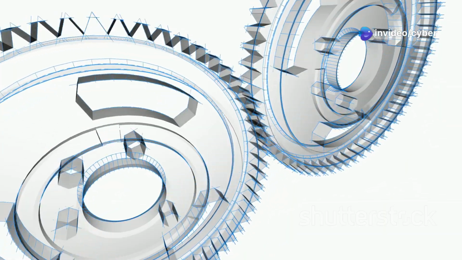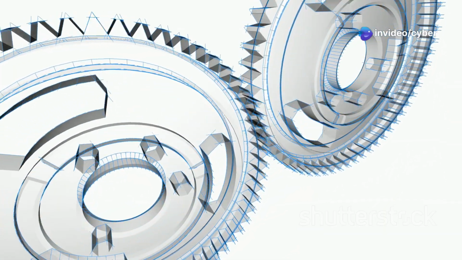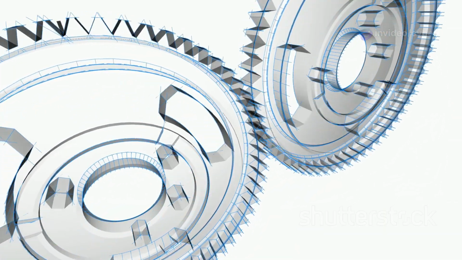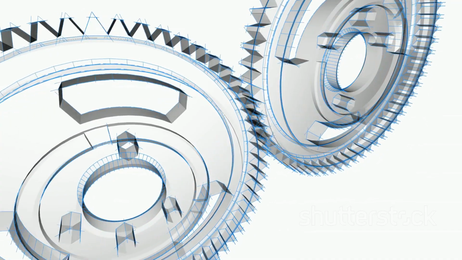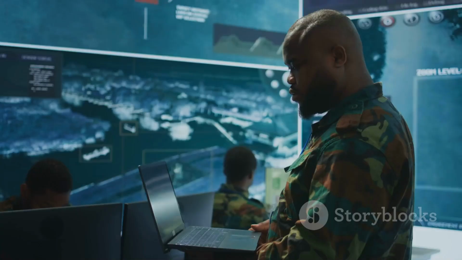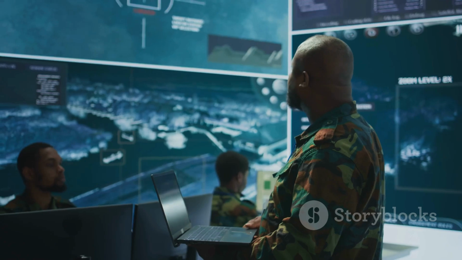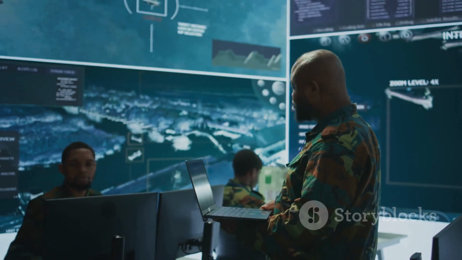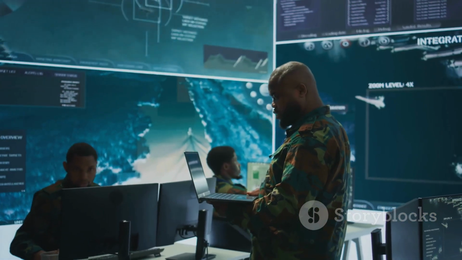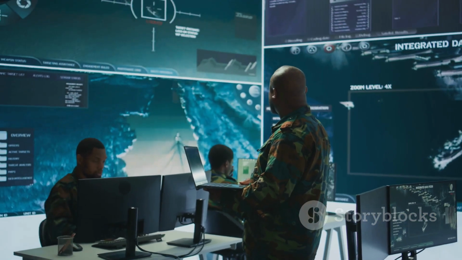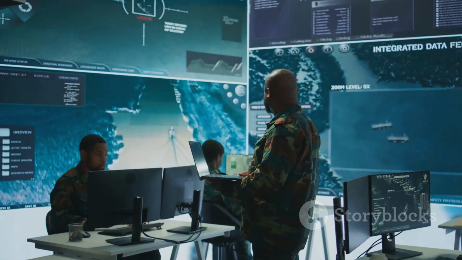Like two gears working in tandem, vulnerability assessment and vulnerability management must function seamlessly to ensure a secure and resilient digital environment. By embracing both processes, organizations can move beyond reactive security measures and adopt a proactive approach to cybersecurity, staying one step ahead of potential threats and safeguarding their valuable assets.